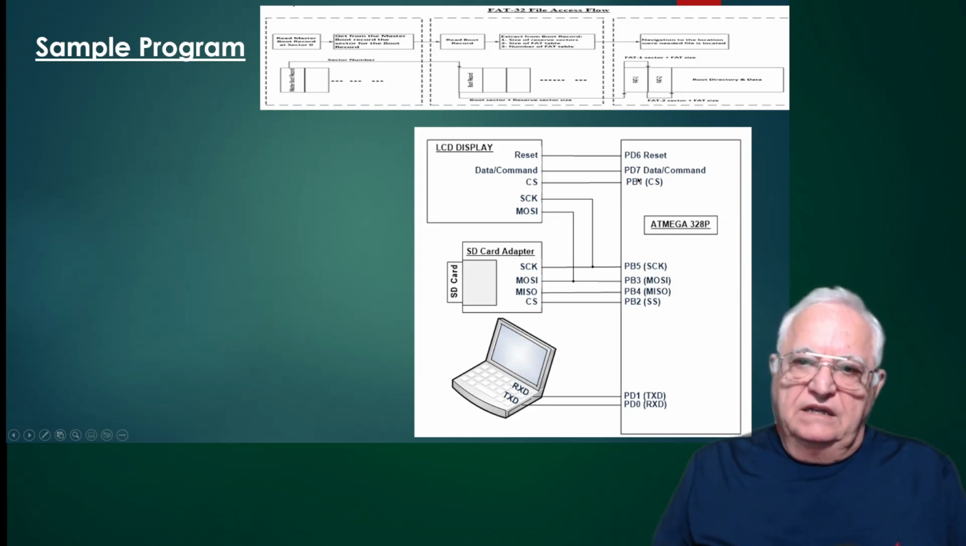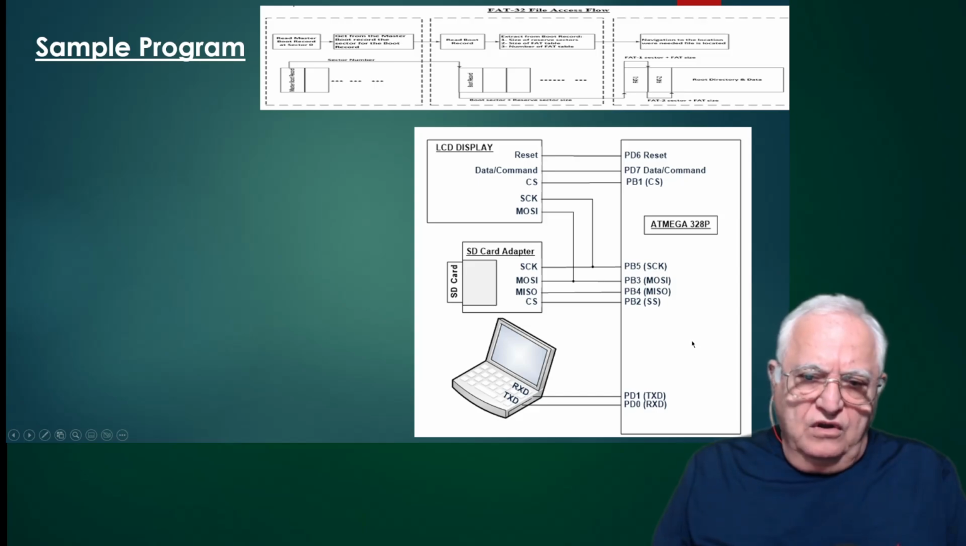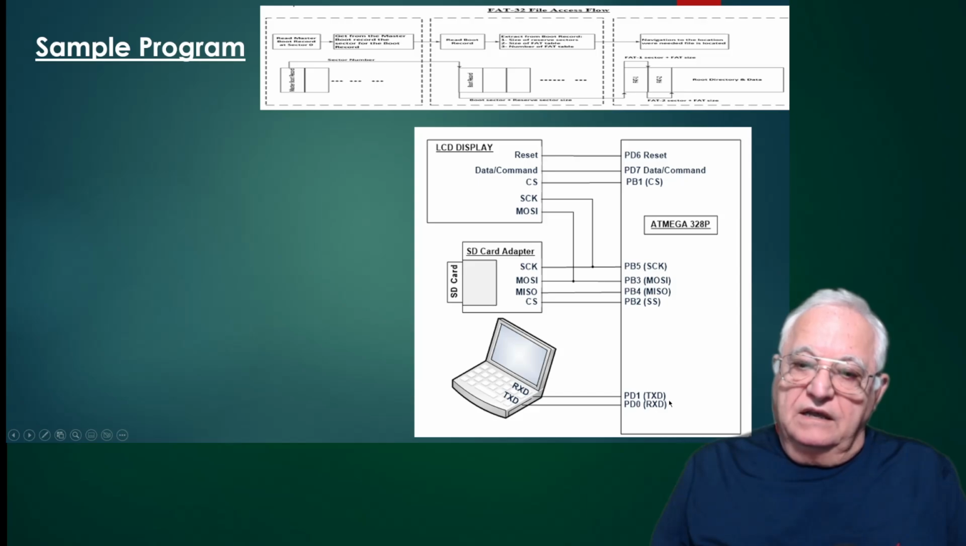So the ATmega decides whether it's going to talk to the LCD or to the adapter. What we'll do is read from the adapter using PB2 as a chip select, and then we deselect it, and then we'll select the chip select for the LCD display. And also for troubleshooting, we're going to send key information to the laptop so it can be displayed. So let's see what we do for this program.